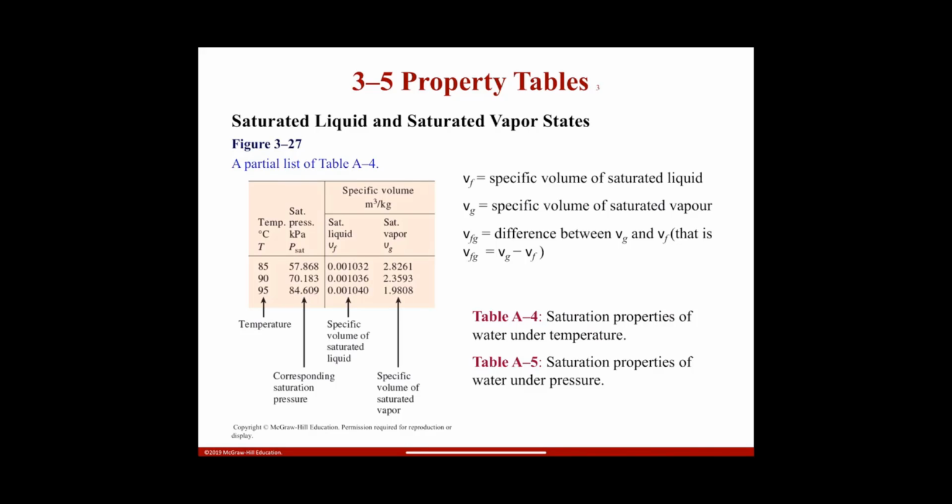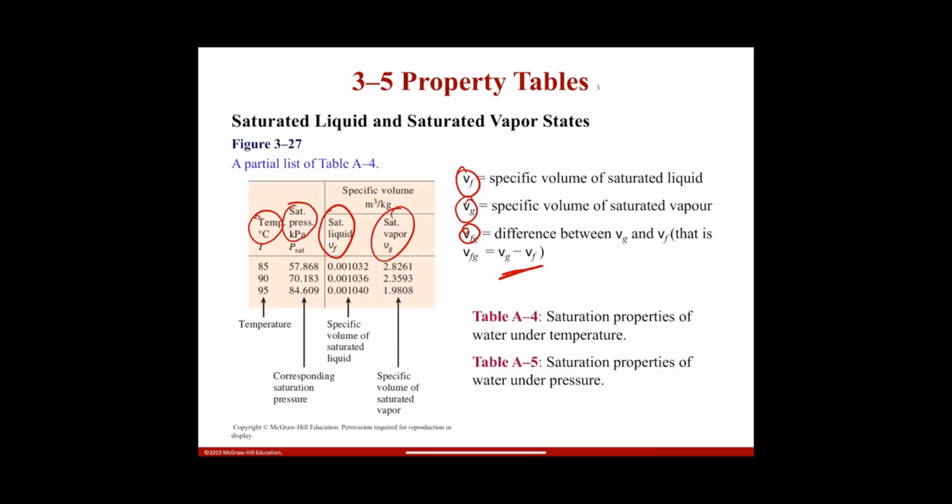So let me just start explaining. Okay, VF, like I said, is the specific volume of saturated liquid. VG is the specific volume of saturated vapor. VFG is the difference between VG and VF. That is pretty much VG minus VF right here. When you are in the mixture tables, you're going to have a temperature and a saturation pressure. Remember, the pressure at which the substance will change phases. Along with this, you have a VF and a VG.